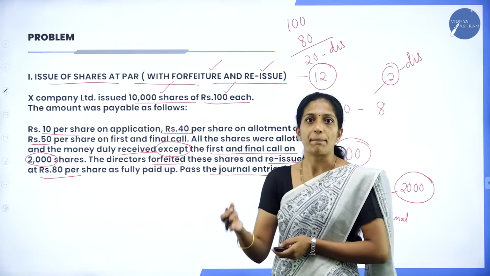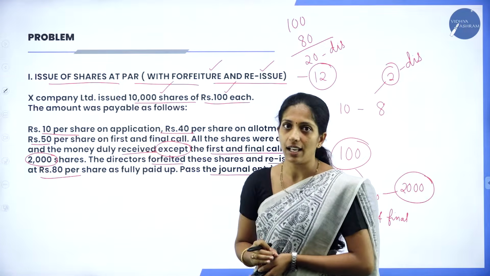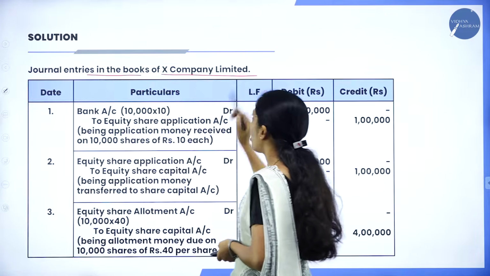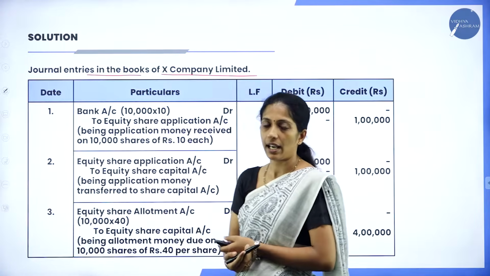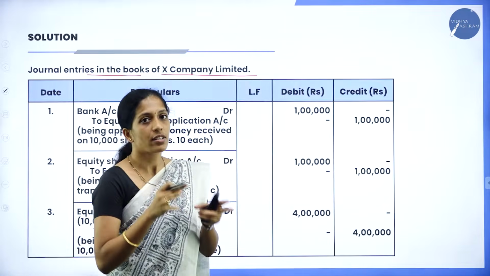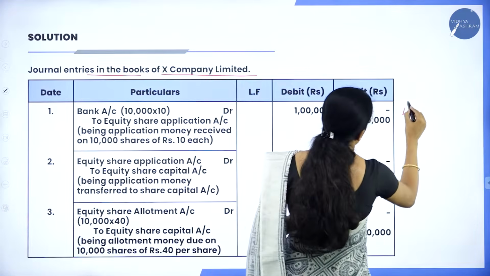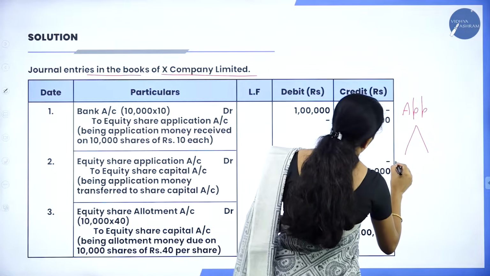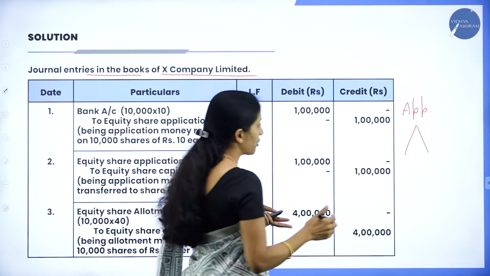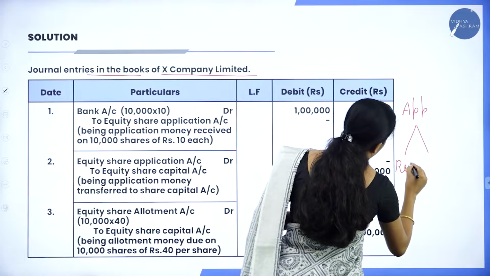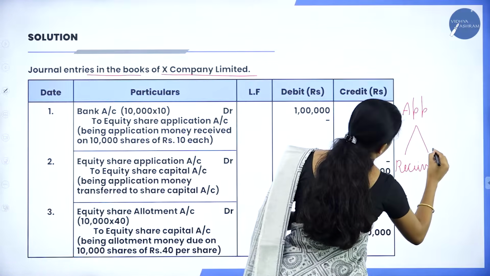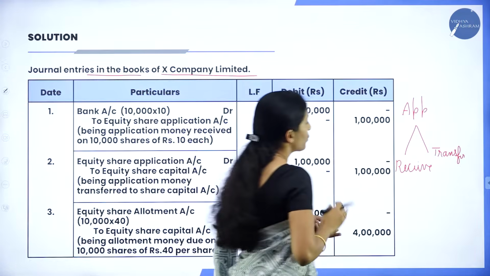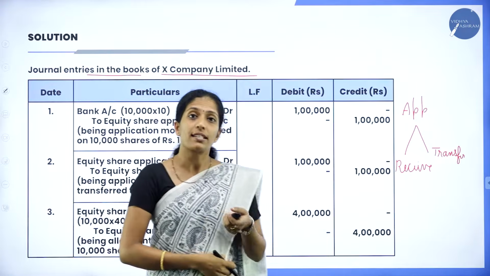Now we shall go through step by step. We shall record the journal entries. So first write the heading, journal entries in the books of X Company Limited. As you all know, the first stage is the application stage, where we have 2 entries. One is to receive the application money, and the next one is to transfer the application money. So first record the entry to receive the application money.